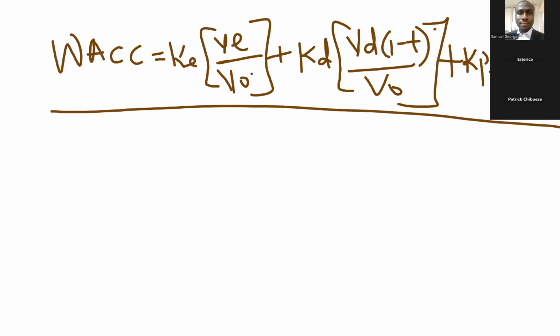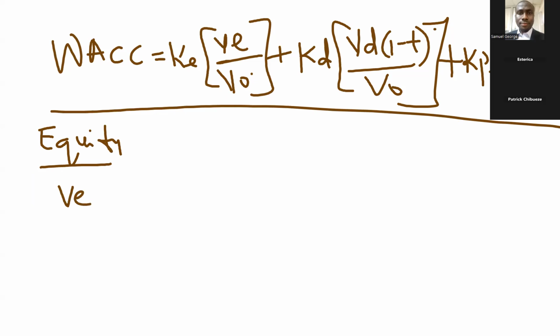Now, what are the variables in this WACC formula that we need to get from the question? Starting from KE, how do we go about it? What is the equity? We need the equity side, so I'm going to label it equity. Good. What is the market value of equity?